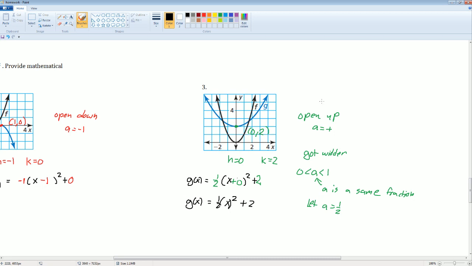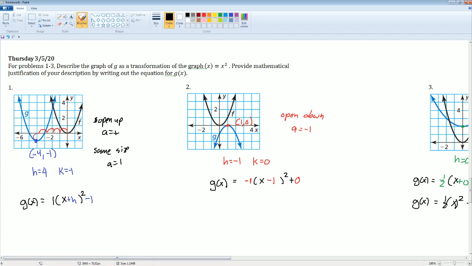You have to know what happens to your a. Is it opening up or opening down? That depends on whether it's positive or negative. How does the size change? Does it get narrow, wide, or stay the same? Narrow is when a is greater than 1, the same is when a equals 1, and wider, like in this case, is when a is a fraction between 0 and 1. And you have to learn how to write your h and your k. When you write h, it has to be the opposite. But there you go, those are all your solutions. Again, this transformation is a review of last week's. So those are all your solutions.